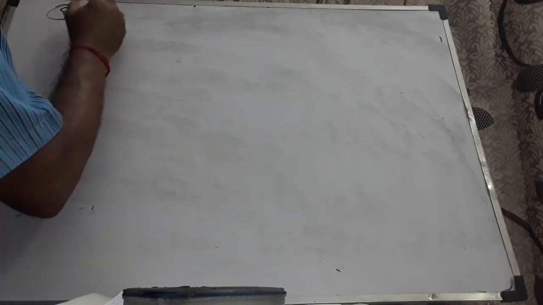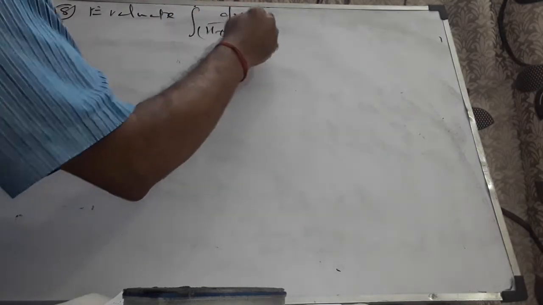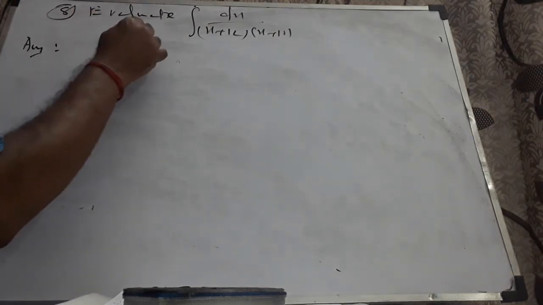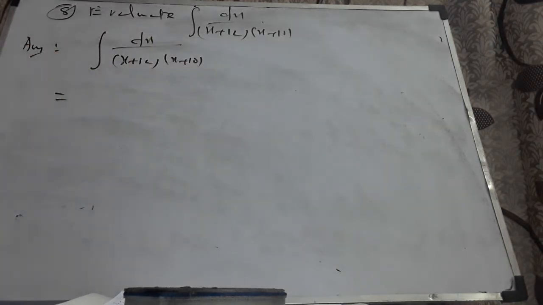Evaluate, this is my eighth problem. Evaluate the integral dx by (x plus 12) into (x plus 10). Just listen carefully. Answer goes like this. dx by (x plus 12) into (x plus 10). Actually, it's a problem on partial fractions.